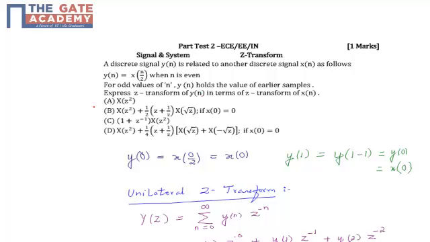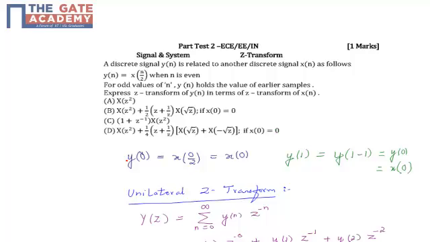The options given are: option A is X of z square. B is X of z square plus 1 over 2 in common, z plus 1 over z times X of root z, if x of 0 is 0. Option C is 1 plus z inverse whole into X of z square. And option D is X of z square plus 1 over 4 times z plus 1 over z whole into X of root z plus X of minus root z, if x of 0 is 0.